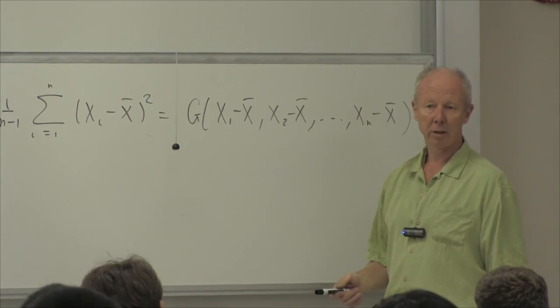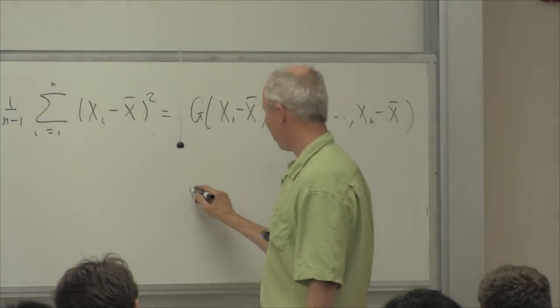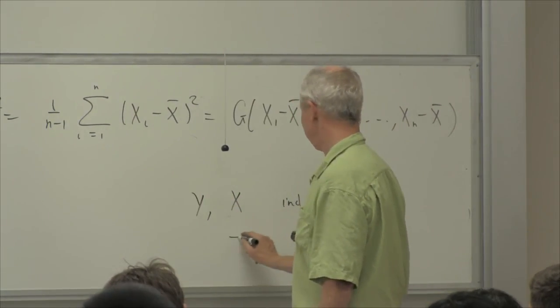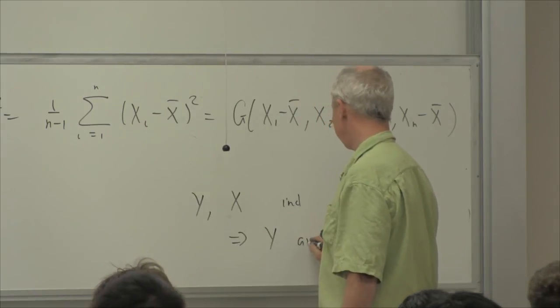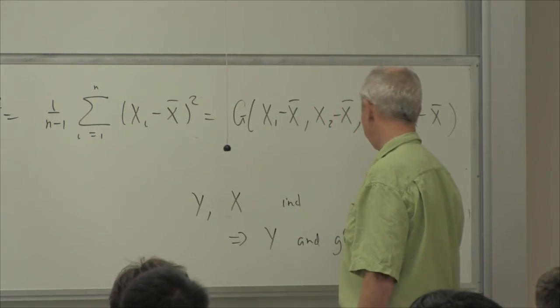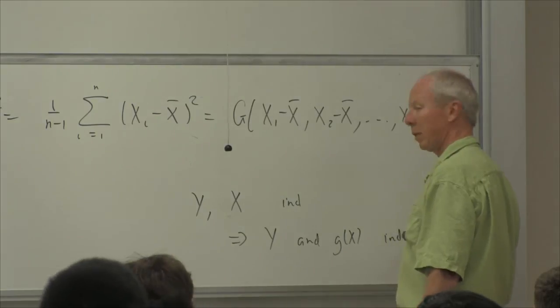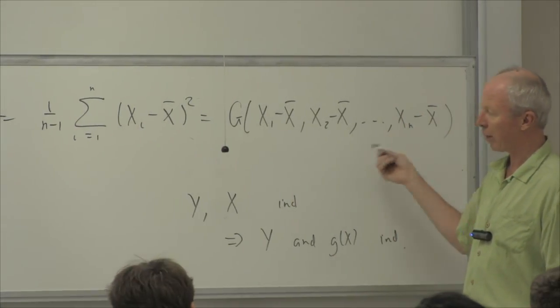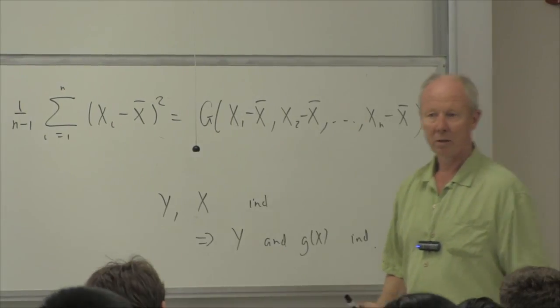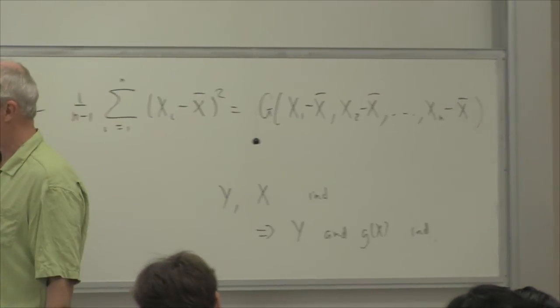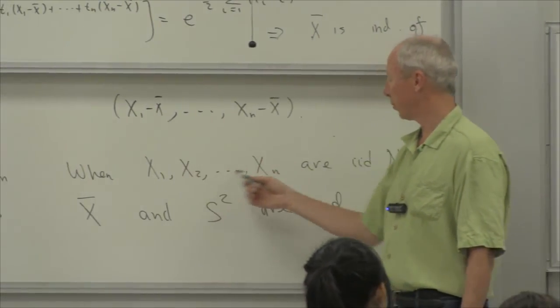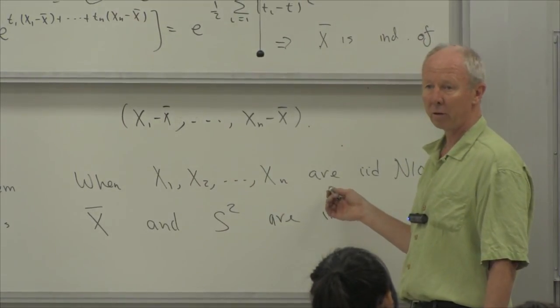So if you have two random variables, y and x, that are independent, that implies y and g of x are independent. So we're just taking a function of these things, and they're independent of x bar. So when you're dealing with sample means and sample variances, they are independent random variables if your sample is normal. It's not true if it's not normal.